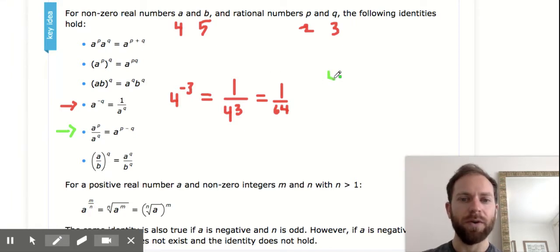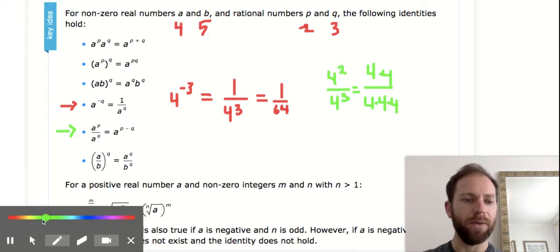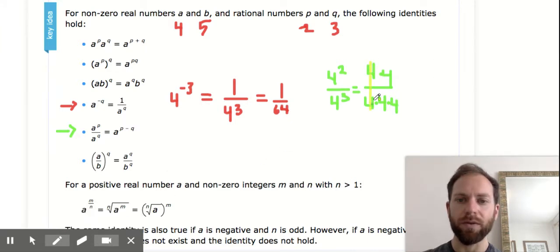So 4 to the power of 2 divided by 4 to the power of 3. Well, this is like saying 4 times 4 divided by 4 times 4 times 4. Right? You'll notice 2 of these 4s will cancel out because 4 divided by 4 is 1, so those will cancel. But then you'll still be left with 4 on the bottom. This is equal to 1/4.